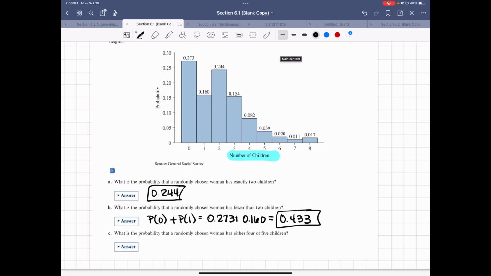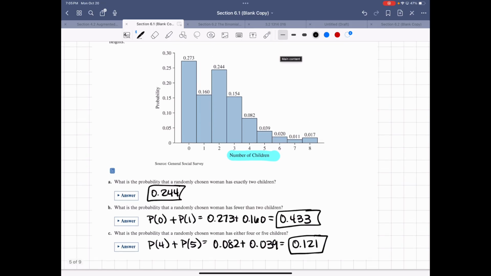Okay. And what is the probability that a randomly chosen woman has either 4 or 5 children? So the probability of 4 plus the probability of 5 should be 0.082 plus 0.039, which is 0.129. Good. Only about 12%. Okay, that's all that.